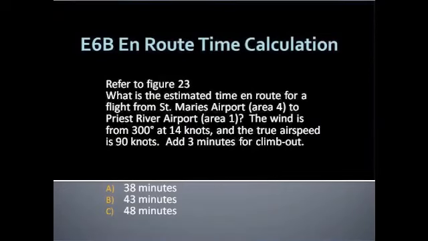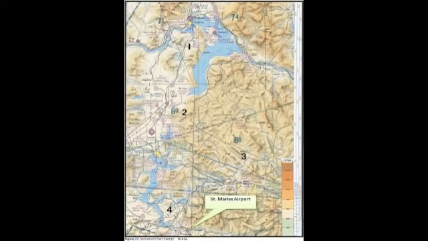Let's take a look at a question that you might find on a private pilot FAA knowledge exam. This question says to refer to figure 23, which we'll take a look at in a minute. What is the estimated time en route for a flight from St. Mary's Airport Area 4 to Priest River Airport Area 1? The wind is from 300 at 14 knots and the true airspeed is 90 knots. Add 3 minutes for climb out.